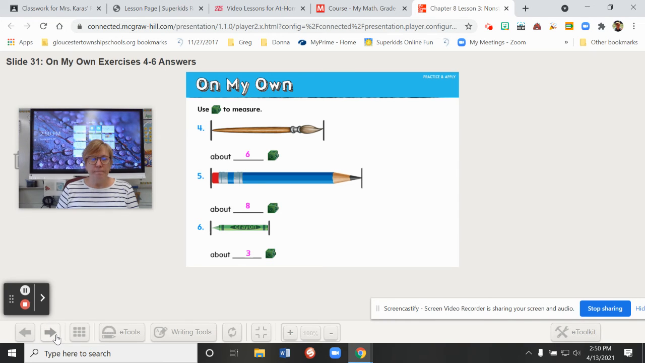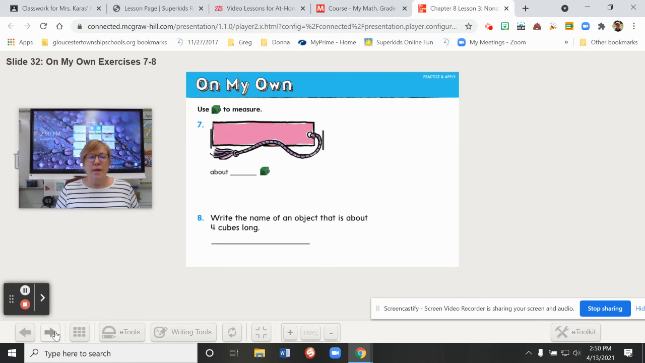Here you go. Ready? Okay. Now, number 7, you will measure. Number 8, you get to put together 4 cubes and find an object that is about 4 cubes long and just write the name on the line. Okay, so we can always talk about that in math group and discuss what you found.